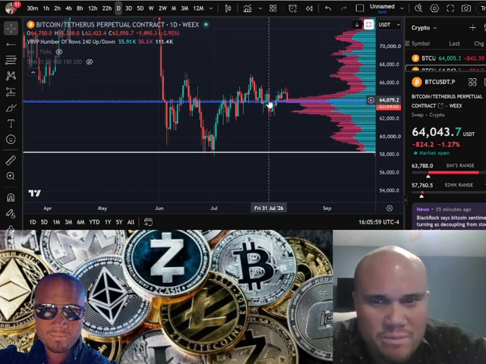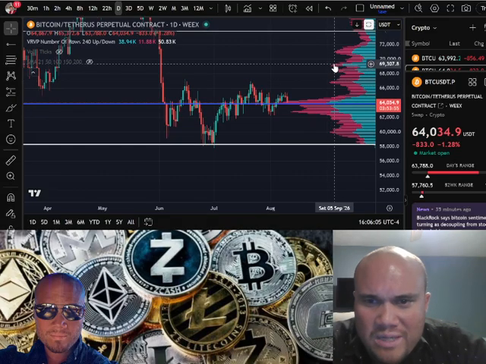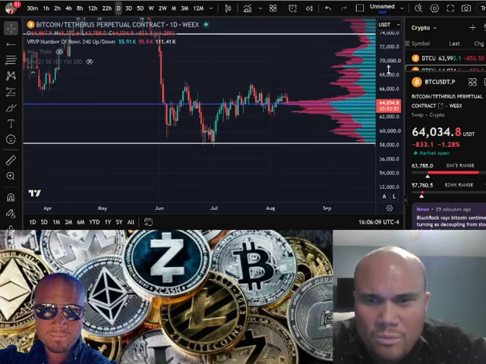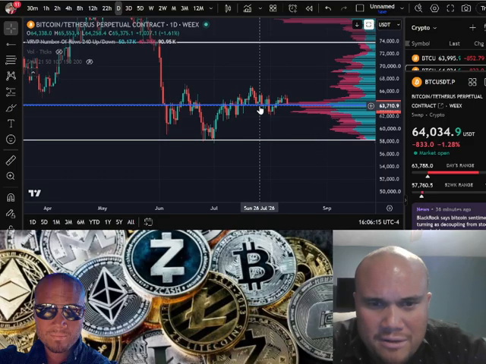In this case, this would be Bitcoin. You can spot the volume nodes here. These are levels where we would expect a reaction off the nodes, with the most likely reactions occurring when we hit this dark blue line. This is your highest volume node here.